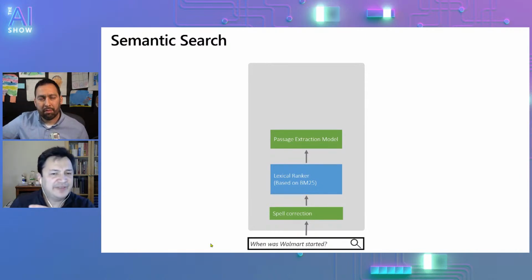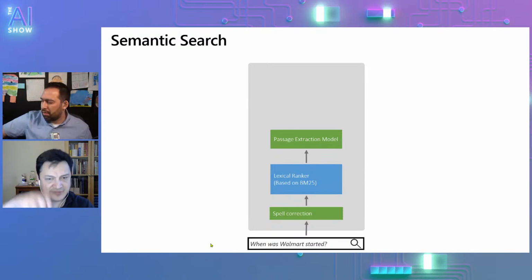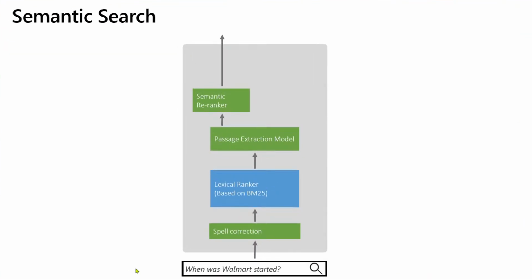So we identify a set of passages from each document. This is extraction, right? We're not generating this. We're actually extracting snippets of text or passages. And then we run them through a different model, which is this semantic ranker. This model takes into consideration the query itself and each of the passages, and essentially scores how likely this passage is to be related to the query that was just provided.